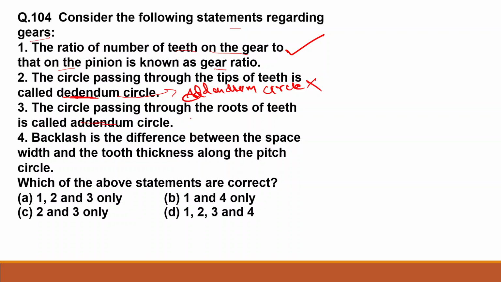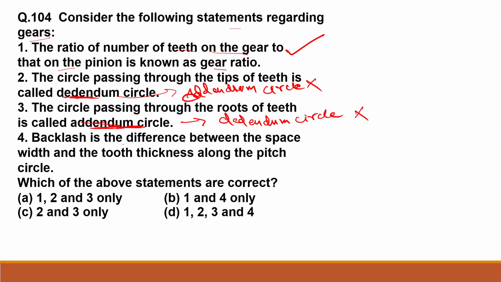Dedendum circle. I will write here dedendum circle. You can write here dedendum circle. Backlash is the difference between the space. This point is wrong.